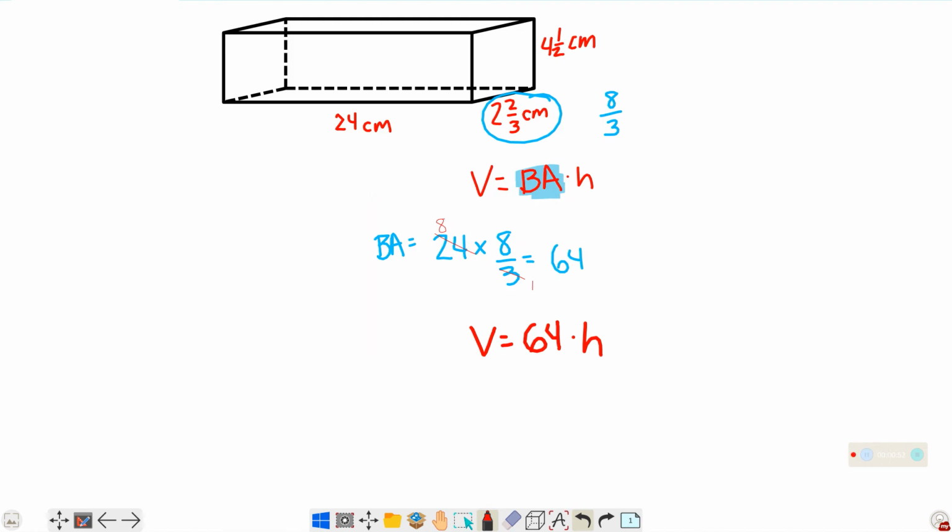And the height is 4.5, but we need to change that to an improper fraction as well. 4 times 2 is 8, plus 1 more is 9, so this is 9/2. Replace that h with a 9/2. How many times does 2 fit into 64? And that happens 32 times. So we need 32 times 9.